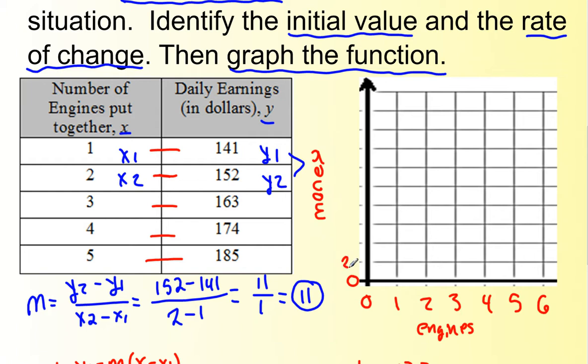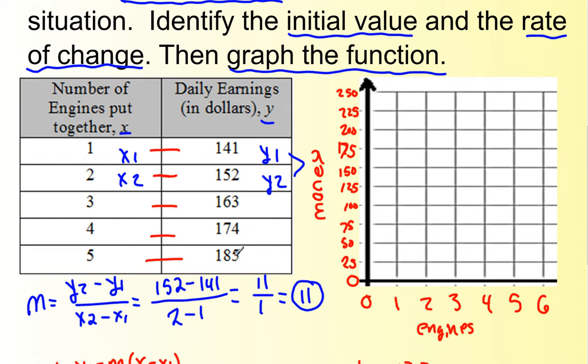Let's do 25s. 25, 50, 75, 100, 125, 150, 175, 200, 225, and 250.